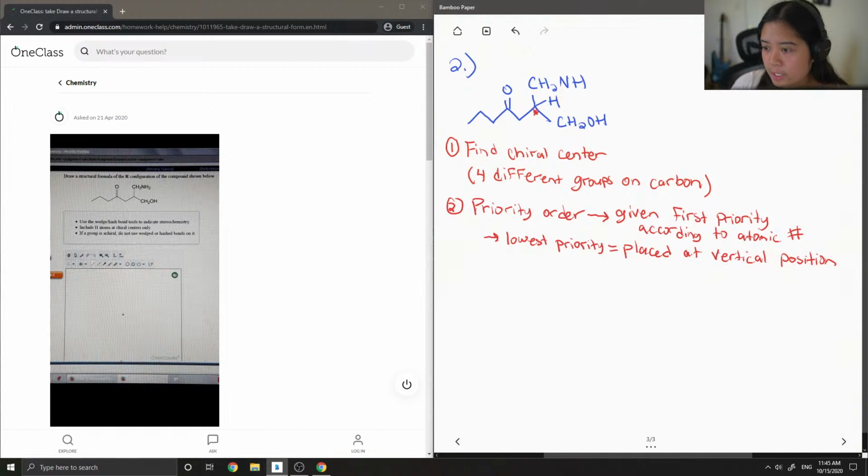Okay, so I'm just going to rank them on here. So the CH2OH group is given the highest priority. This is a 1. Then second would be the group containing the nitrogen. The third is this R group. And then lastly, hydrogen is the lowest priority.